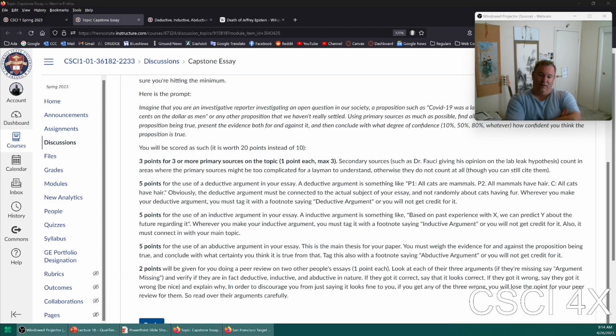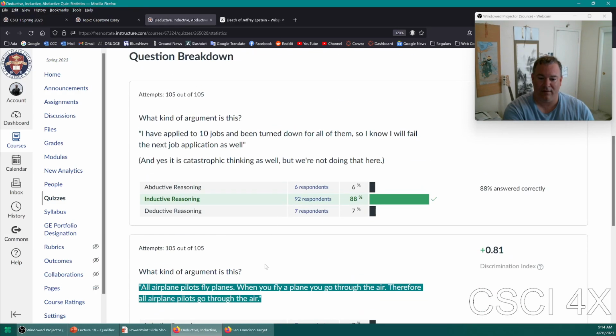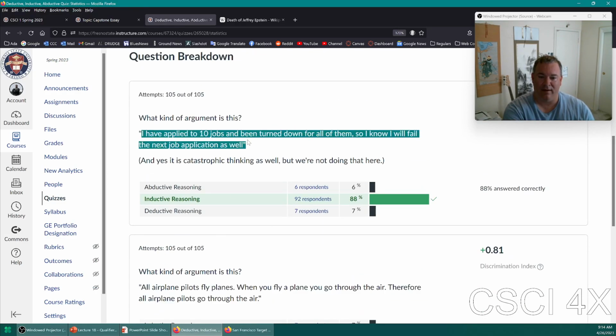Okay. So inductive arguments would be like this one on our quiz last time, where experience with the past applies to the future. So I applied to 10 jobs. I lost all of them. Therefore, it's pointless for me to apply to any more. That kind of stuff. So that's inductive reasoning. Inductive reasoning is looking at the past to make a claim about the future, essentially.